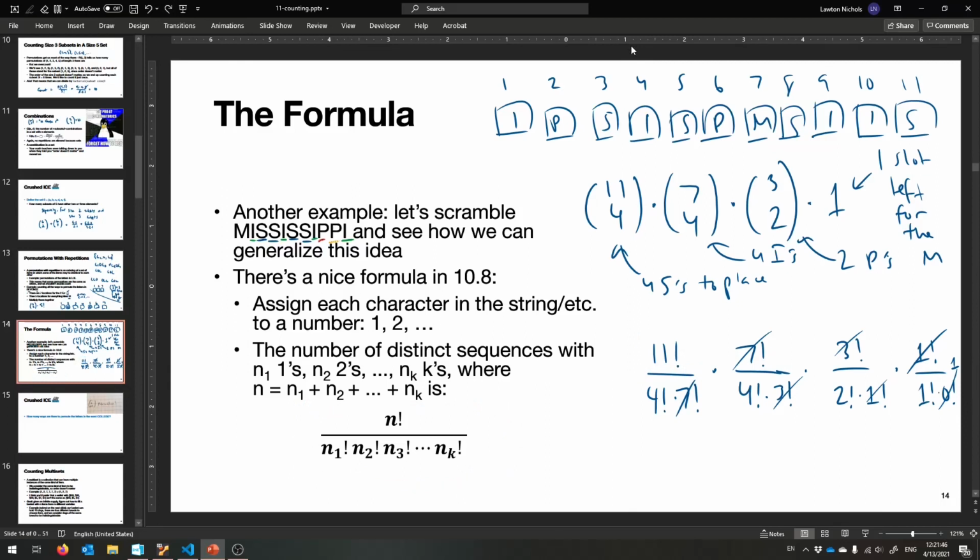The number of distinct sequences with N1 1s, N2 2s, up to Nk ks, this is how you do it, where you assign each character in the string to a certain number. That is the idea. And with the repetition, you start dividing by a bunch of factorials. They all cancel out beautifully, and that is the formula. Hopefully that makes a whole lot of sense and you can do it yourself now.